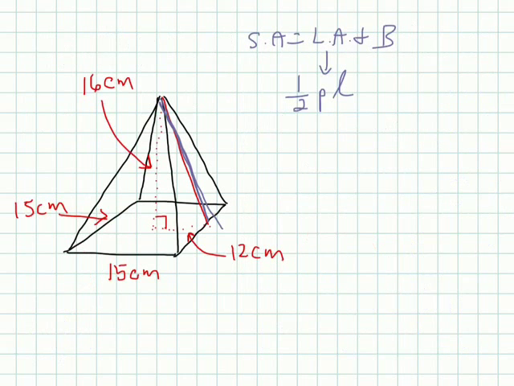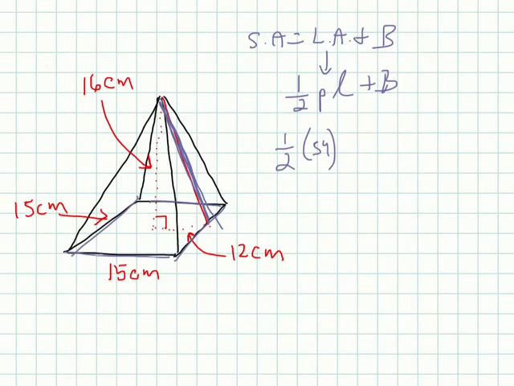Okay, let's do this properly on the new one. 1/2 times the perimeter times the slant height plus the base. Now, we can find the perimeter. 15 and 15 is 30. 12 and 12 is 24. So that's times 54. But what we don't have is our slant height, right? This isn't given to us.